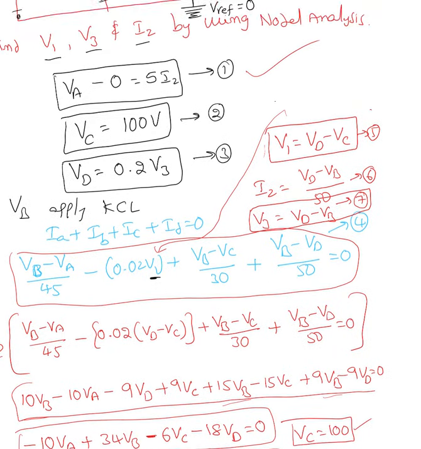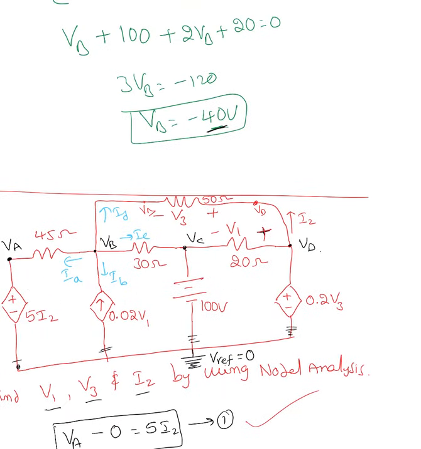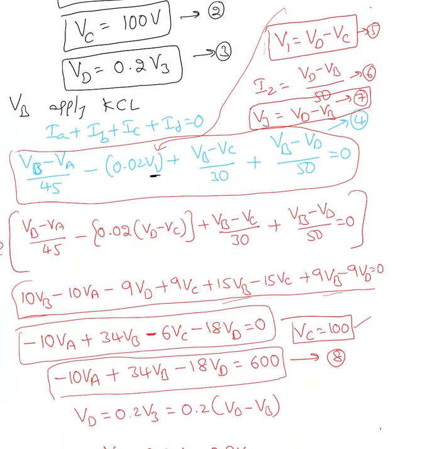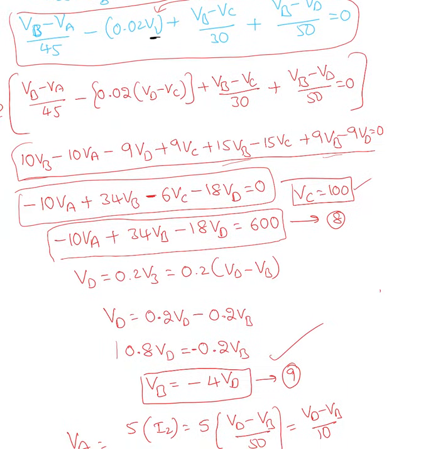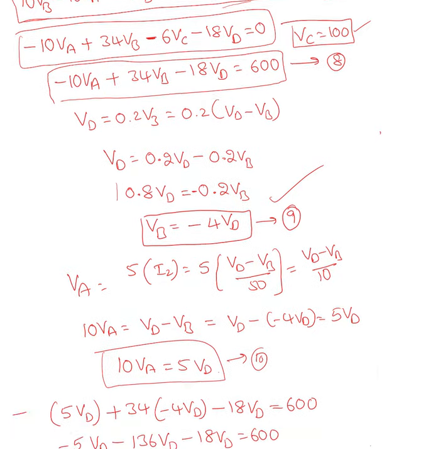Now I substituted I2 equal to VD minus VB over 50. I2 is nothing but the current flowing in this 50 ohm resistor. So what is this I2? I2 must be V3 over 50. V3 is nothing but VD minus VB, so I2 is VD minus VB over 50. I end up with a relation between VA and VD. This is my 10th equation. So now with the 8th, 9th and 10th, I substituted equations 9 and 10 in equation 8.